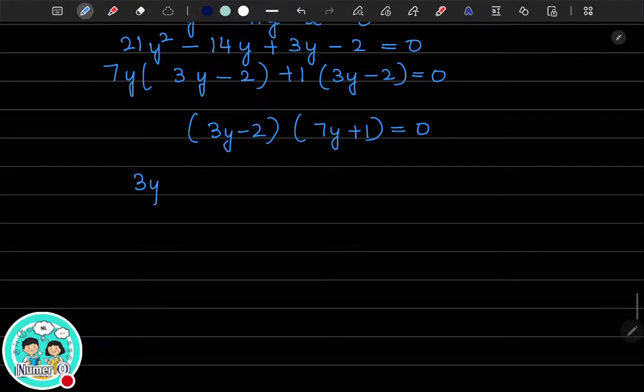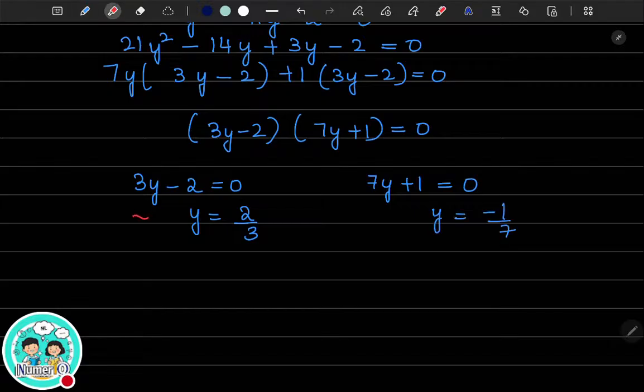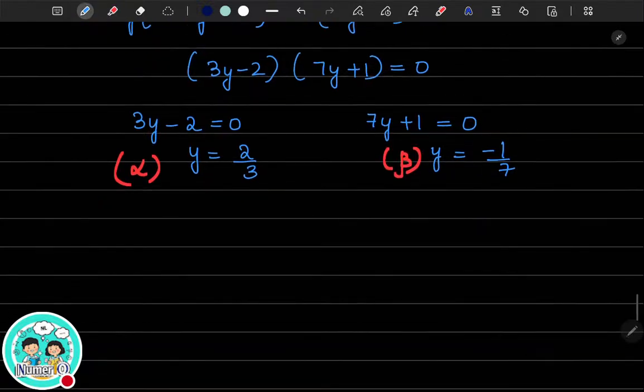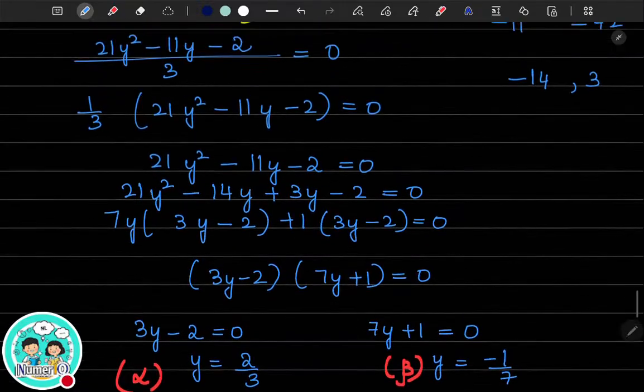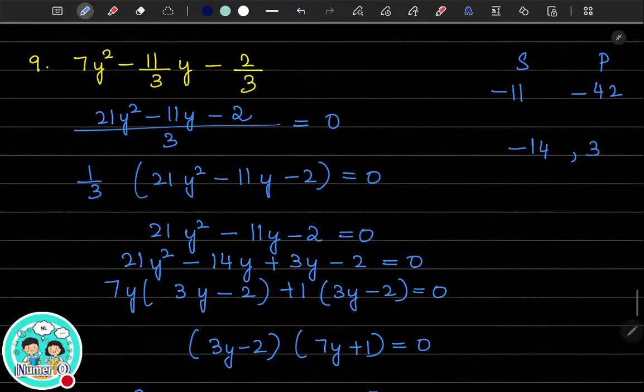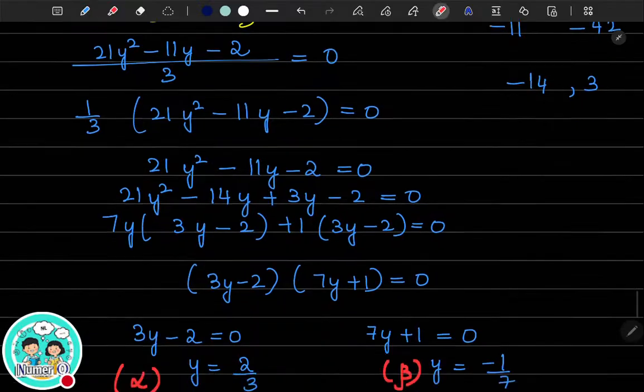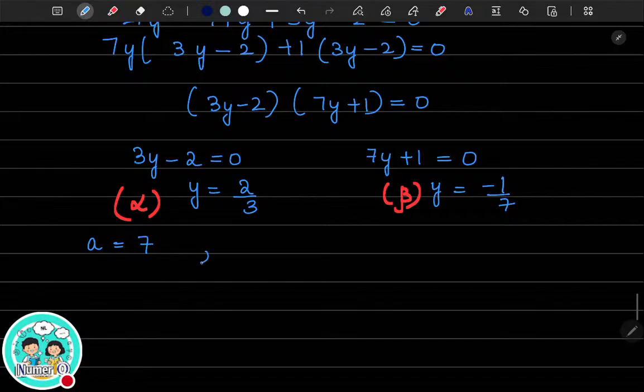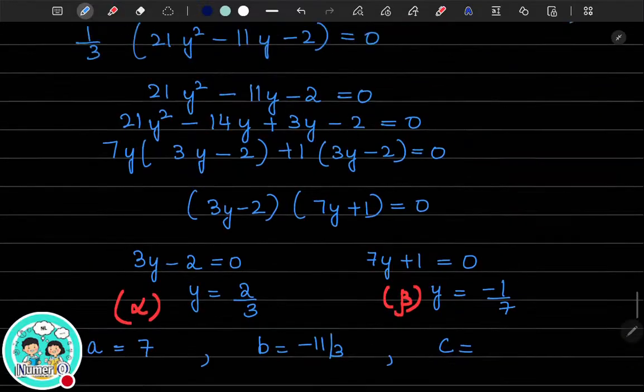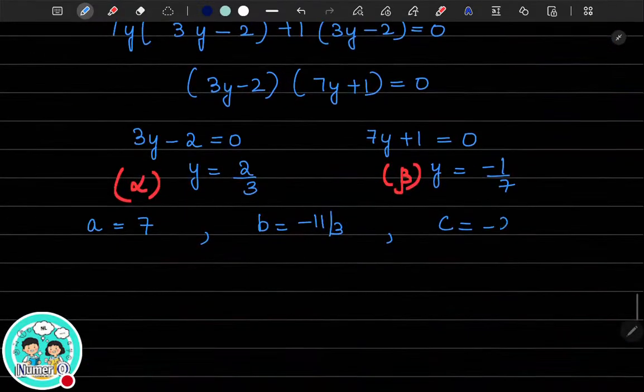So either you have your 3y minus 2 equal to 0 or 7y plus 1 equal to 0. So your y is nothing but 2 by 3. And here your y is equal to minus 1 by 7. So let one of them be alpha and the other zero be beta. Okay. So what is your A, B, C? Here A is nothing but, you can take the values which are given in the question. 7. A is nothing but 7. B is nothing but minus 11 by 3. And your C coefficient is nothing but minus 2 by 3.